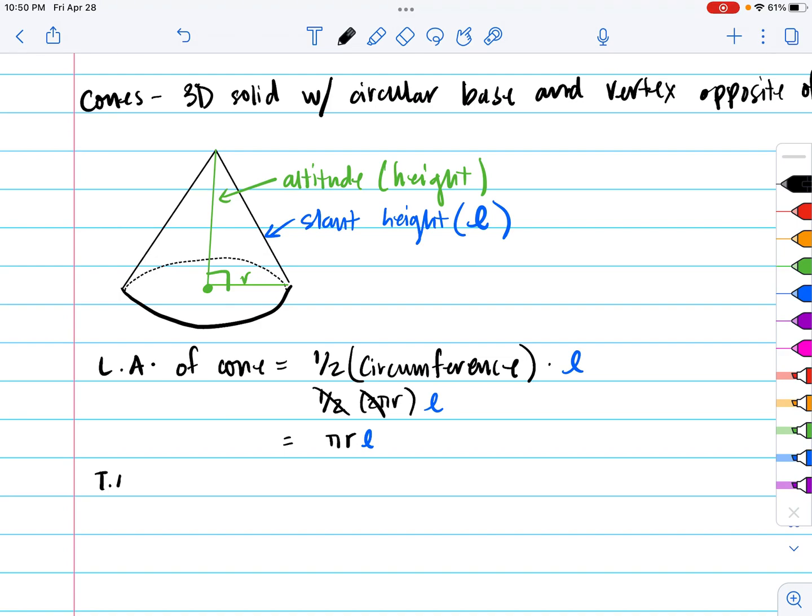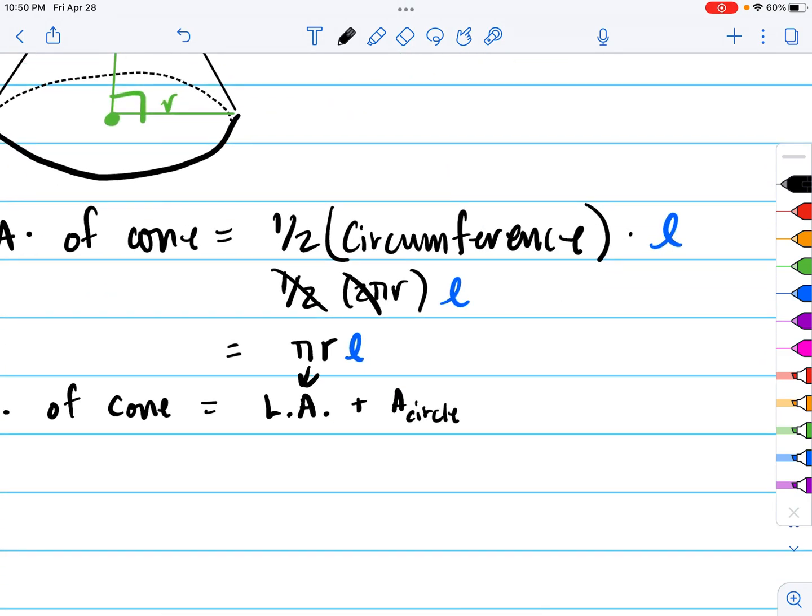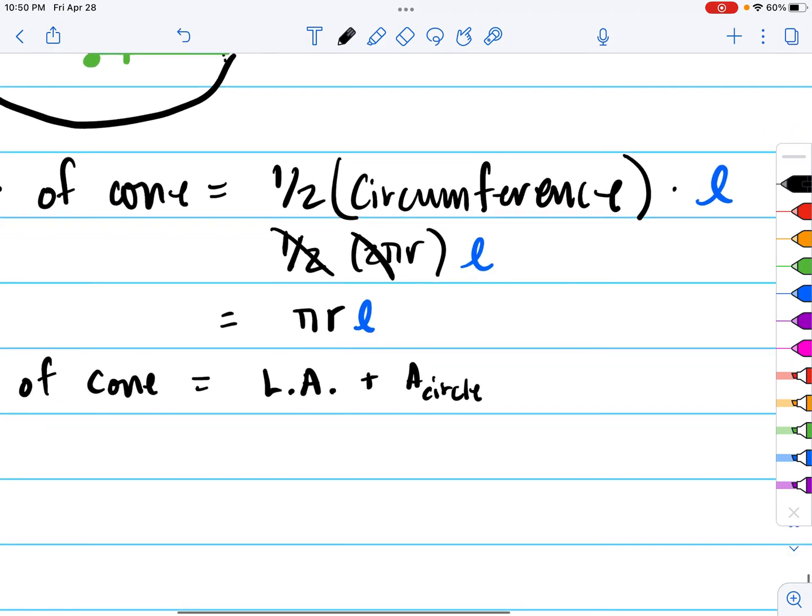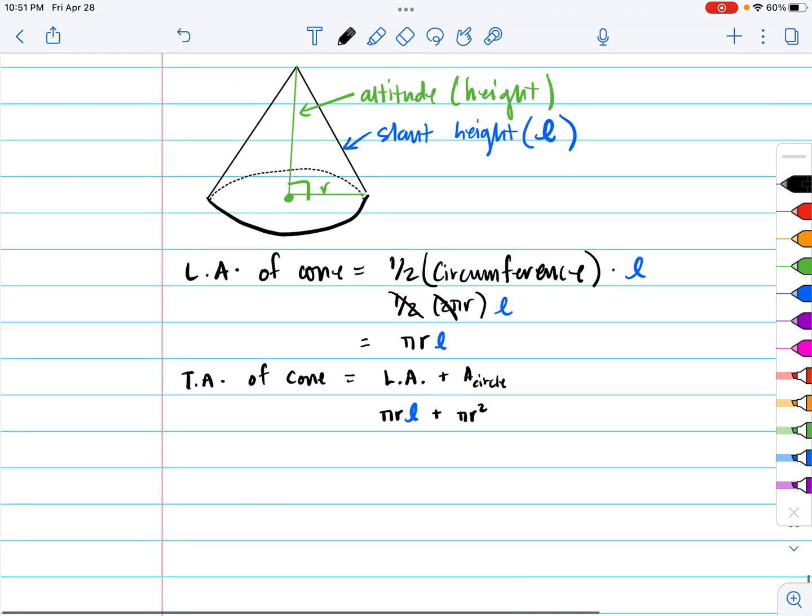Now, total area. Just like before, all we have to do is add on that base, and in this case it's a circle. So total area of a cone is then equal to lateral area plus area of a circle. In other words, we could use this equation in here, and we could call this pi times radius times the slant height, plus we know the area of a circle is pi r squared.